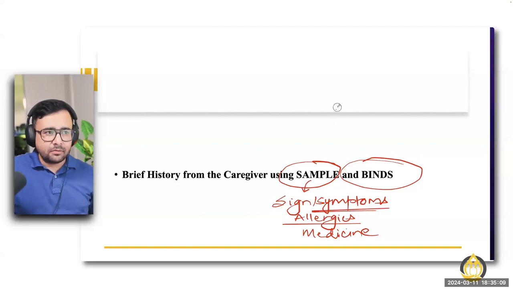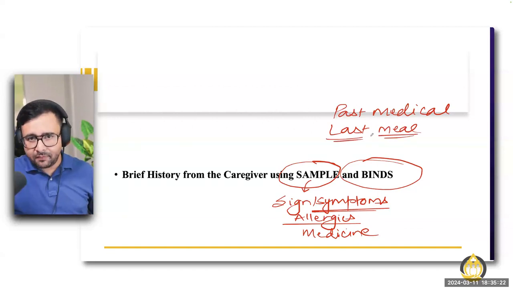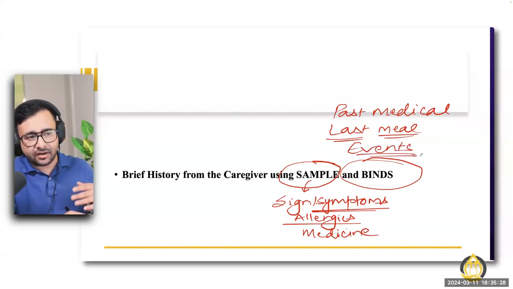And then P is for past medical history, if the child has ever been diagnosed with any condition. And then L is for last meal. This is important for you to decide what kind of options you have available in terms of anesthesia. And E is for events. What has happened so far from the time the problem started?